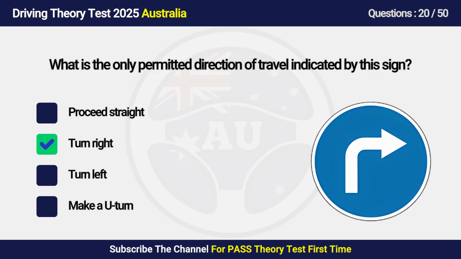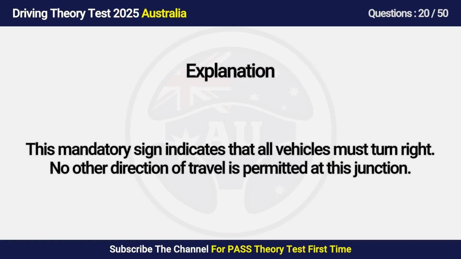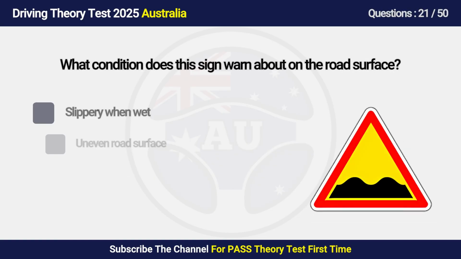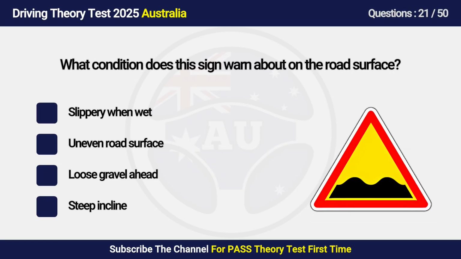Answer is B. Turn right. This mandatory sign indicates that all vehicles must turn right. No other direction of travel is permitted at this junction. Question 21. What condition does this sign warn about on the road surface? A. Slippery when wet. B. Uneven road surface. C. Loose gravel ahead. D. Steep incline.